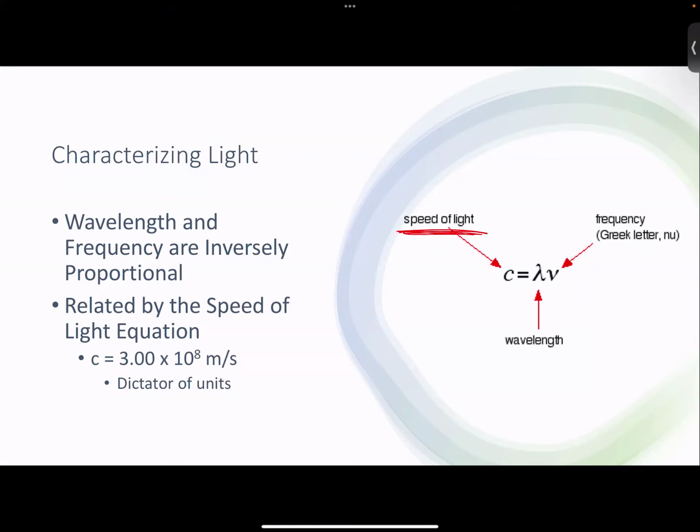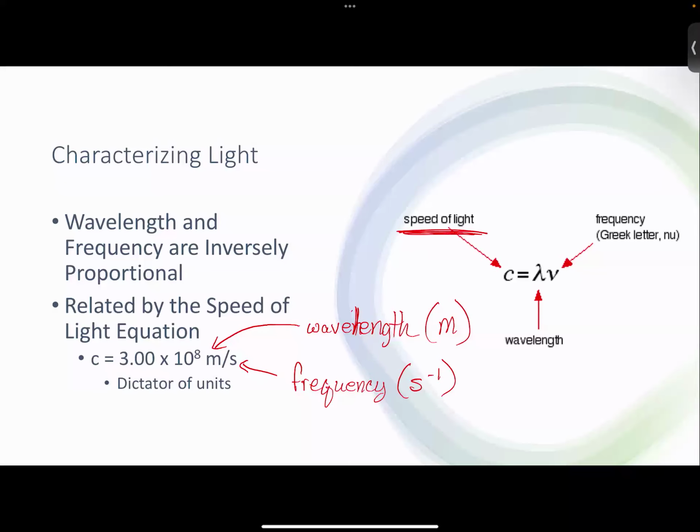Now, the speed of light, since it is a constant, dictates the units that your frequency and wavelength must be in. According to the speed of light, the wavelength must be in meters in order to use this equation. And the frequency must be in per seconds to use this equation.